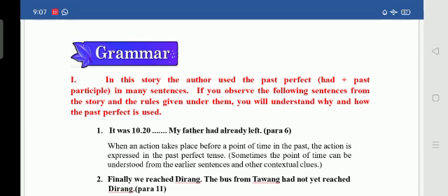So here in the story, the past perfect is used in many sentences. If we read these following sentences and the reasons why they have been used, then we will understand why and how the past perfect is used.